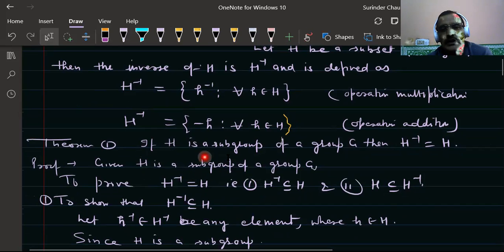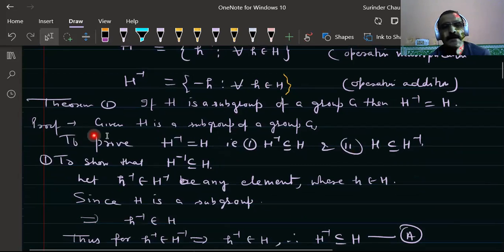If H is a subgroup of the group G, then H inverse equals H. Given is H is a subgroup of a group G. To prove is H inverse equals H. That is, H inverse is a subset of H and H is a subset of H inverse. First part is to show that H inverse is a subset of H.